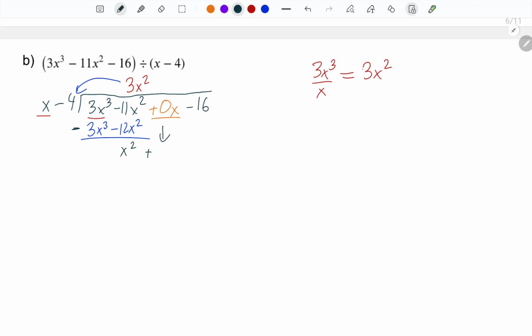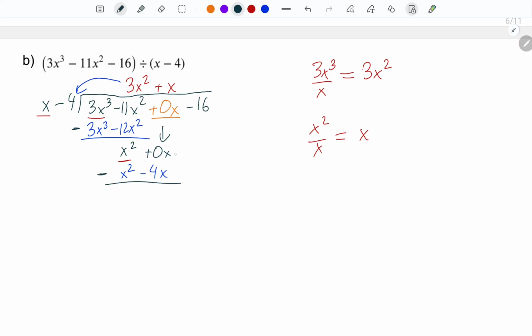Drop down the 0x. Feels weird, but again, just helps us keep things organized. And you'll see why in this next step, why that will help. Okay, so we have the x squared in front. So x squared divided by x is just, well, just x. So we get plus x there, multiply it back in. And so if we multiply it back in, you get x squared minus 4x. And so then we subtract.